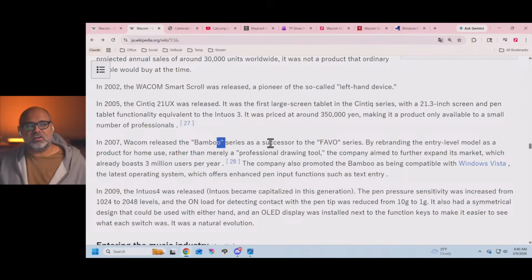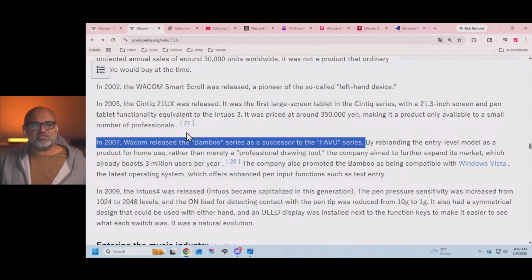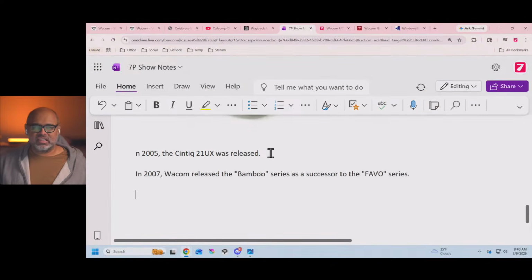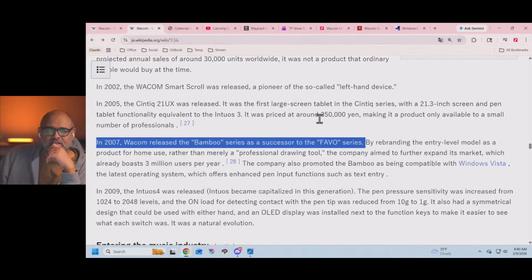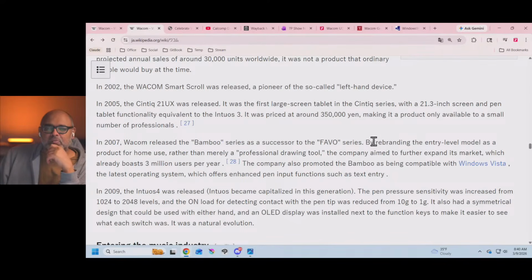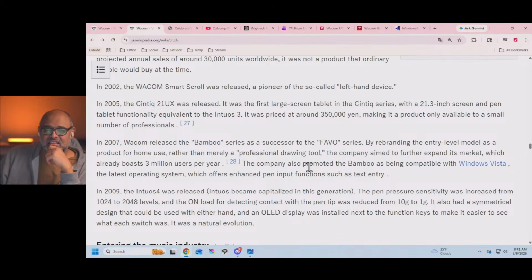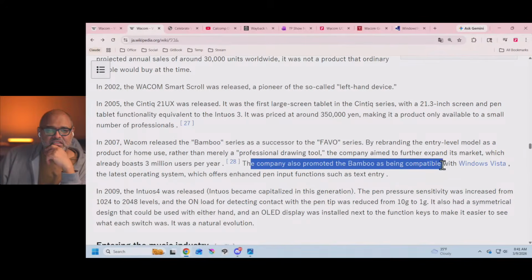Bamboo series started. Oh, I see. I didn't know this. Bamboo is the successor to Favo. That's new. I gotta get a Favo tablet, don't I? By rebranding the entry-level model as a product for home use rather than a professional drawing tool, the company aimed to further expand its market, which already boasts 3 million users per year. That many Wacom users in 2007? The company also promoted Bamboo as being compatible with Windows Vista.